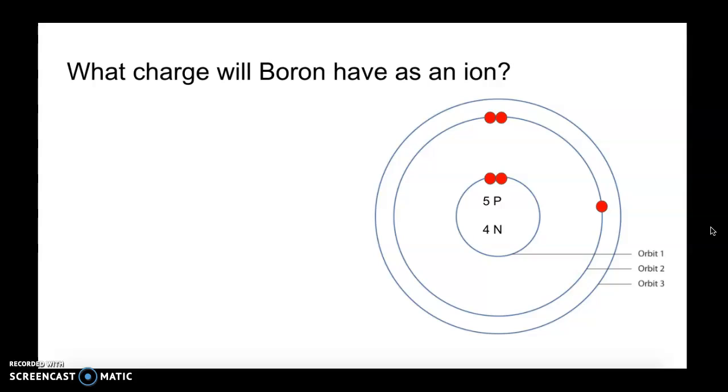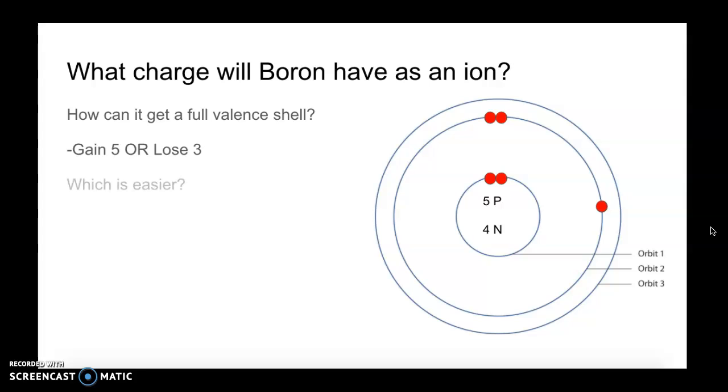What about boron? What charge will boron have as an ion? How does it get a full valence shell? It can either gain 5 or lose 3, right? Look on the second ring. It can lose its 3 valence electrons, or it can gain 5 more to have a full second ring.